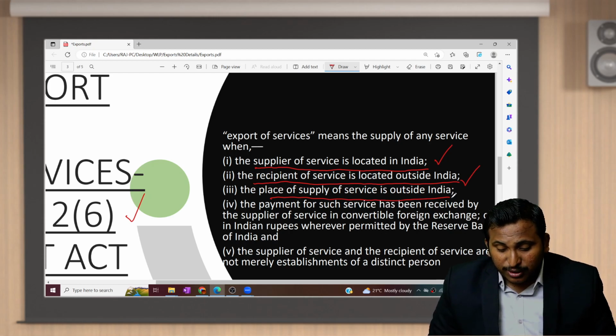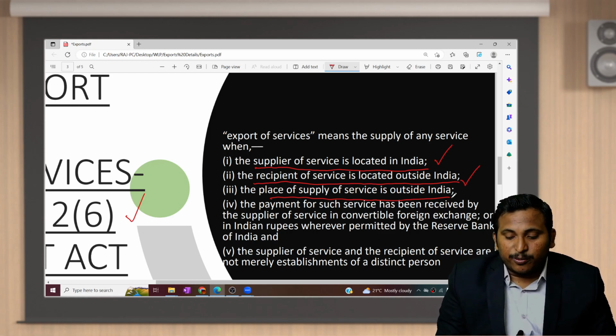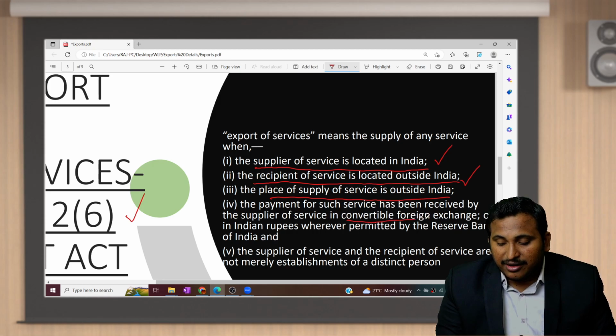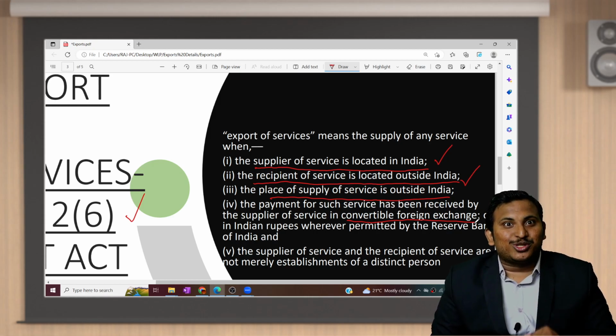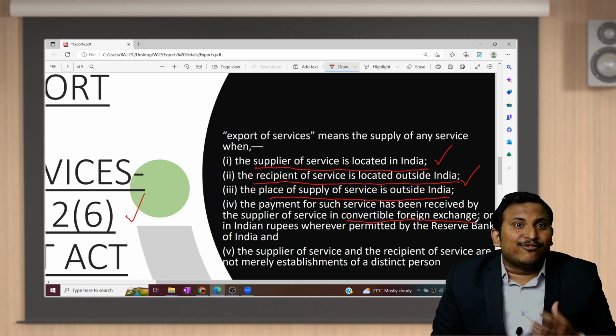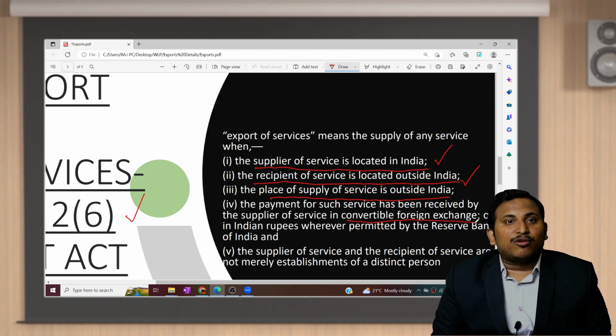Now look at the fourth and fifth points. The payment for such service has been received by the supplier of service in convertible foreign exchange. Sir, you should have received the payment in convertible foreign exchange. Otherwise, it is not considered as export. What are you telling, sir? In other words, you should have received it in dollars, in euros, or in any foreign currency. Otherwise, it is not exports. Sir, why is a condition like this framed? Sir, if it is export of goods, I think we can track it easily. Definitely it has to pass through the customs department.